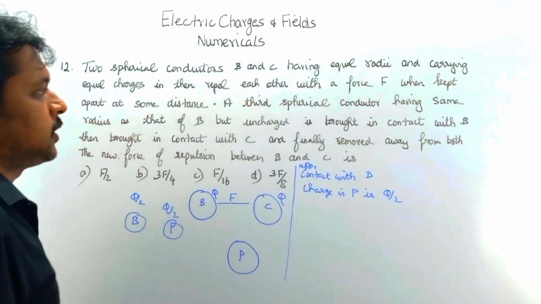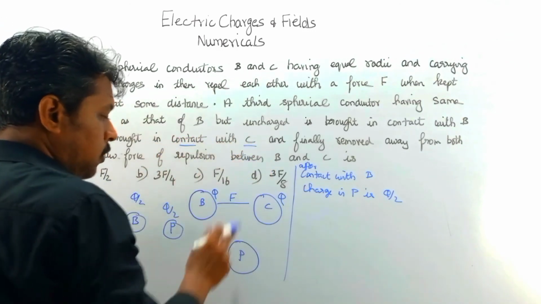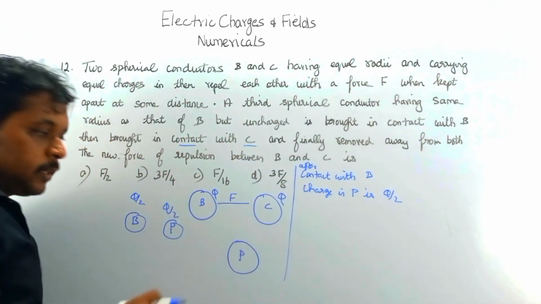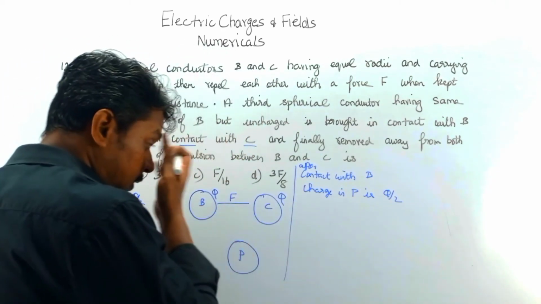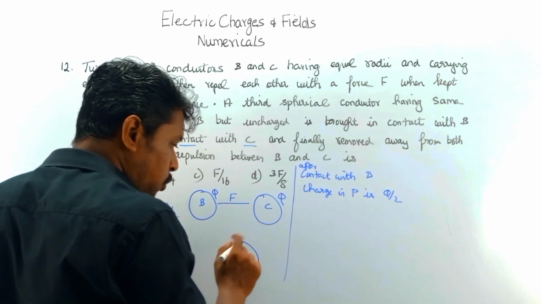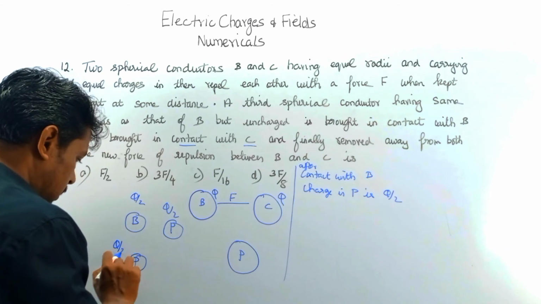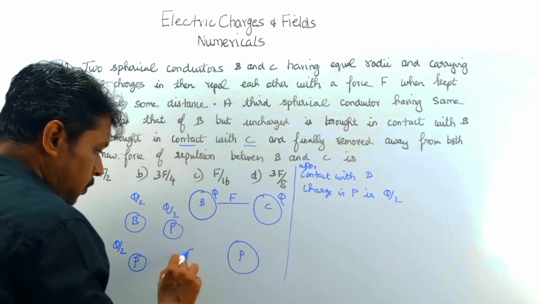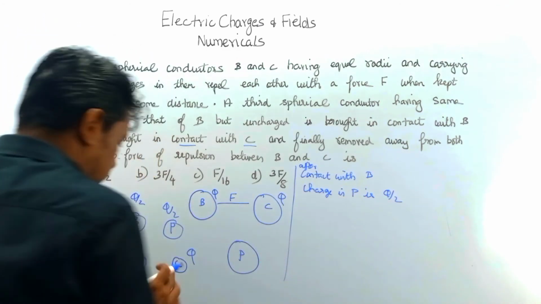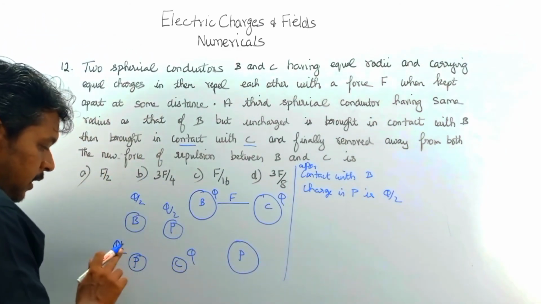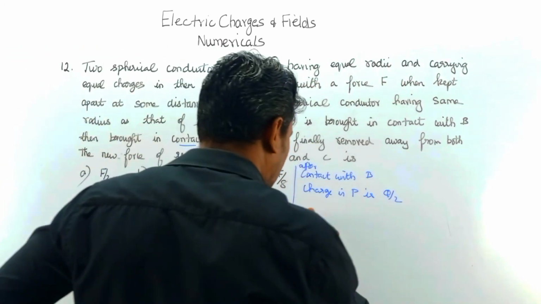Okay. So the next condition is contact with B, then brought in contact with C. So after making contact with B, now it is in contact with C. Okay. So now with contact with C, the charge in P is Q by 2. In C it is Q. So when there is equal charge distribution, here half will be shared, here half will be shared.